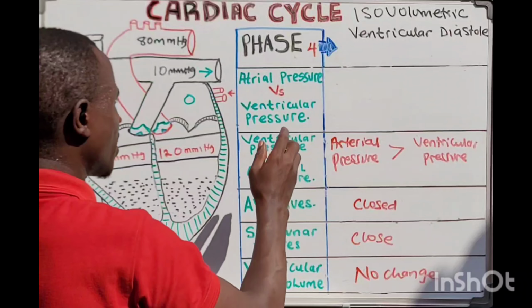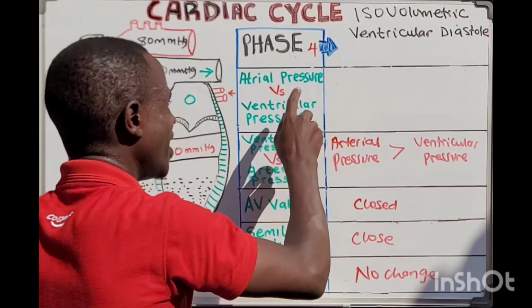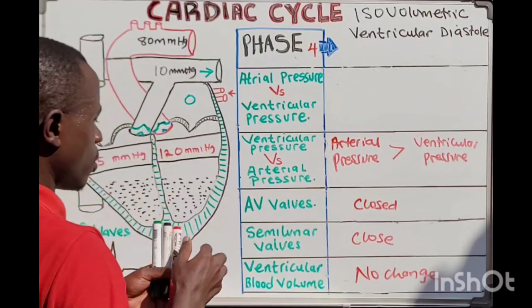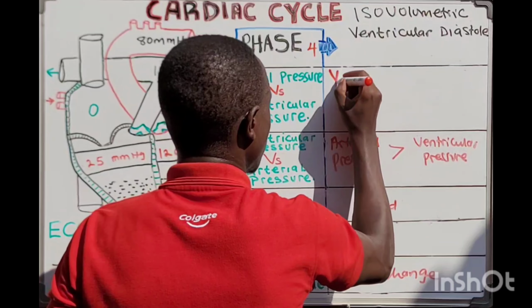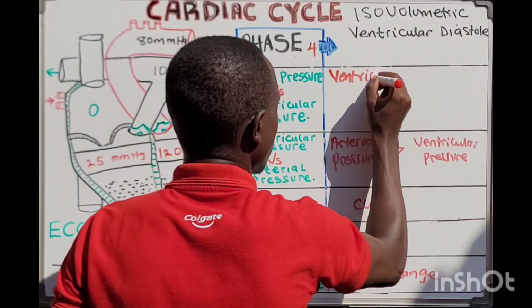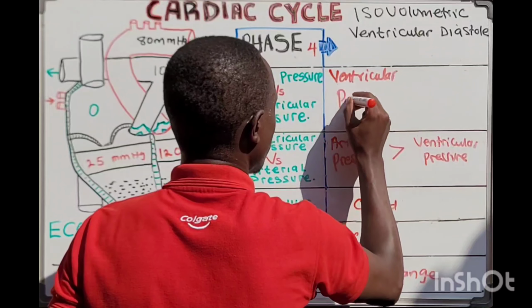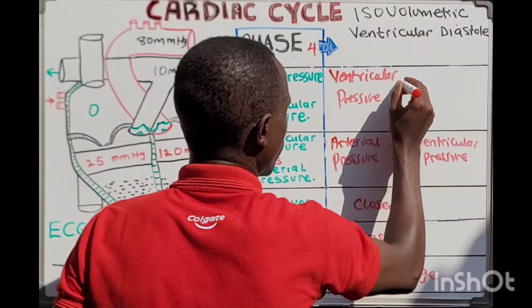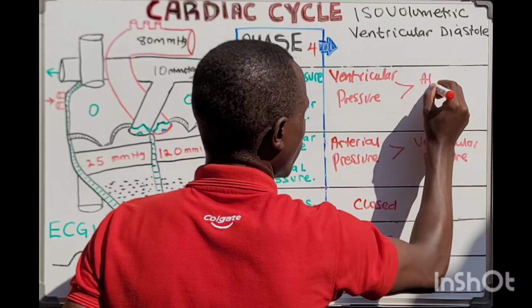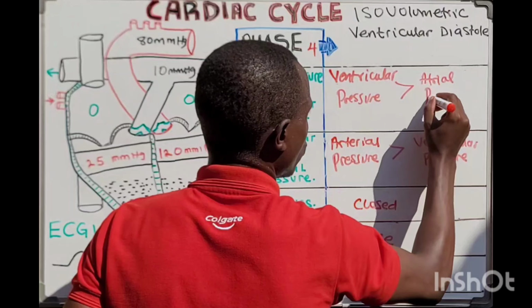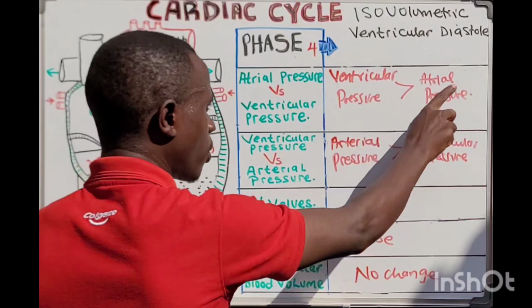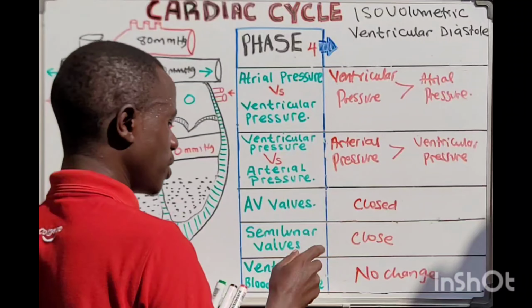Okay, and of course we have said that the ventricular pressure is still greater than what we call the arterial pressure. Okay, the ventricular pressure is still greater than what we call arterial. And because of that, our AV valves are going to be staying closed.